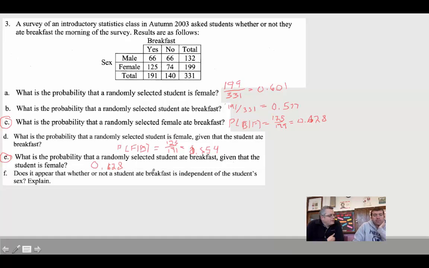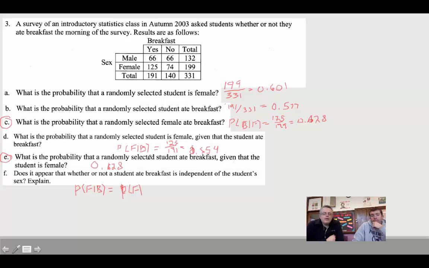F is the million-dollar question. Does it appear that whether or not a student ate breakfast is independent of sex? Here's how we figure this out. We can use our answer to D, the probability of female given breakfast. We want to see if this equation is true: female given breakfast is equal to just the probability of getting a female. In a sense, just telling you that the person ate breakfast changed the probability that it's a female, or affects our knowledge of the probability. Does it matter that I tell you they had breakfast? That's what this is saying.